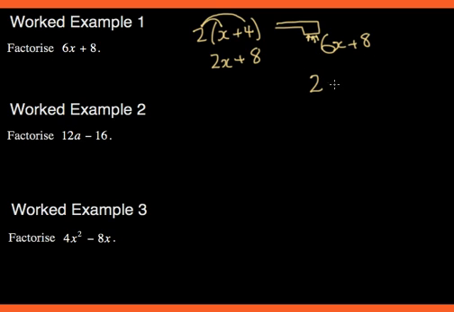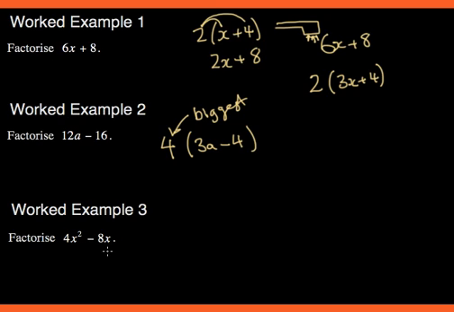So the 2 can be taken out of this, and that leaves a 3x and a 4. And that is then factorised. That's the only thing I could take out of both these 2 terms. In the second example, what could I take out of 12a and 16? Well, the biggest term that fits into both 12 and 16 is 4. So 4 can come out, leaving 3a minus 4. And notice I said biggest. It always has to be the biggest term that you could put on the outside.